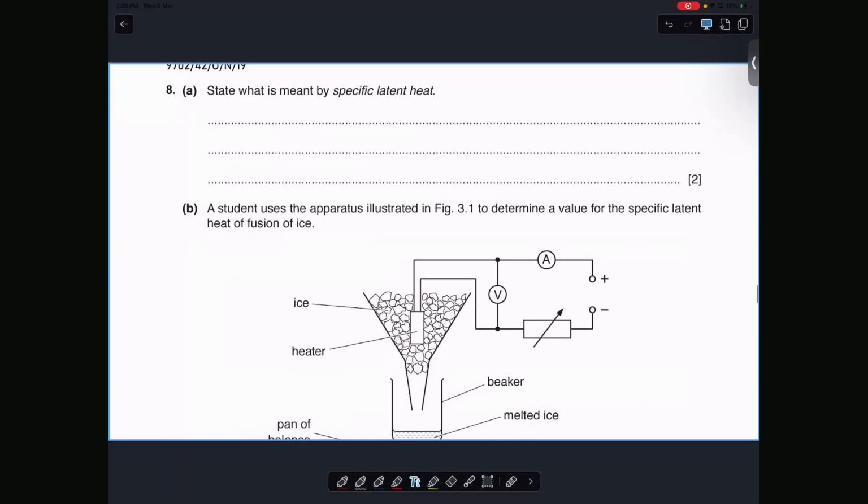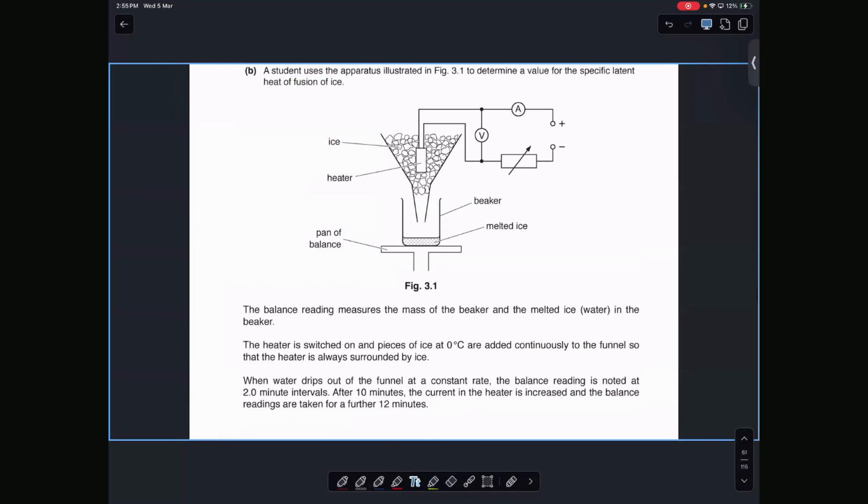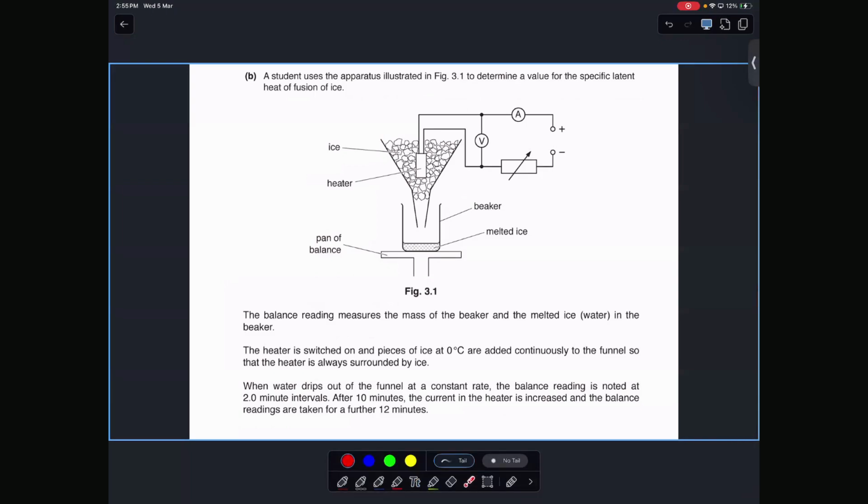Right, state what is meant by specific latent heat. It's the amount of energy needed to change the state from solid to liquid, or liquid to gas, without any change in temperature. আচ্ছা এটা দেখো, এটা কেন ইম্পর্টেন্ট আমি বলি। এই কোয়েশ্চেন গুলো হচ্ছে তোমাদের যে দুইটা পাওয়ার ইউজ করে। Have you seen those questions compare করতে বলে ইমপ্রুভমেন্টের জন্য ওইটা। So a student uses the apparatus illustrated in 3.1 to determine the value of specific heat capacity or heat of fusion of ice.